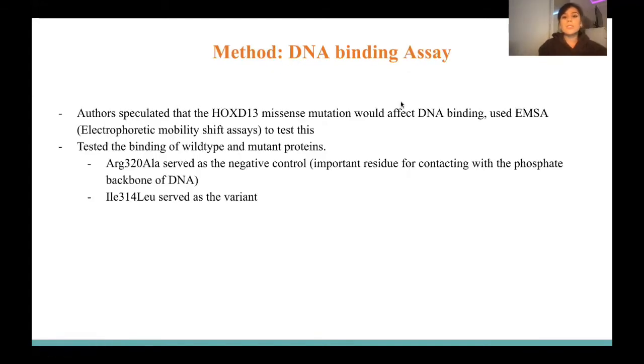The second method used in the first article is DNA binding assay. Authors speculated that HOX13 missense mutations would affect DNA binding, using electrophoretic mobility shift assays to test this. They tested the binding of wild type and mutant proteins. The ARG320 ALA served as the negative control, an important residue for contacting the phosphate backbone of DNA. And then the positive control was the ILE314 LEU, which served as the variant.